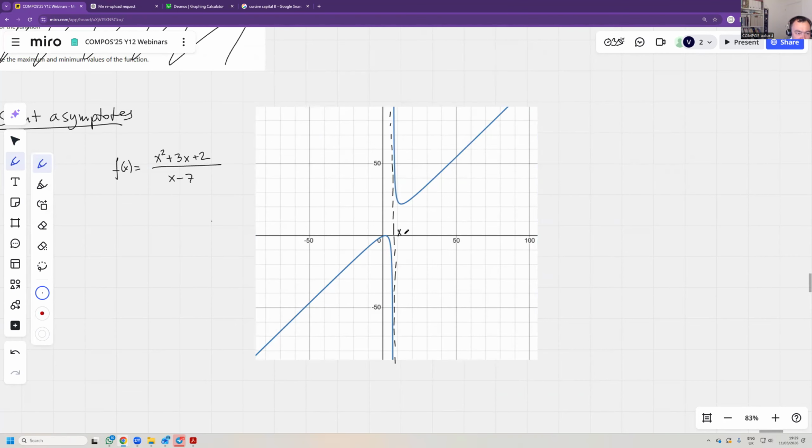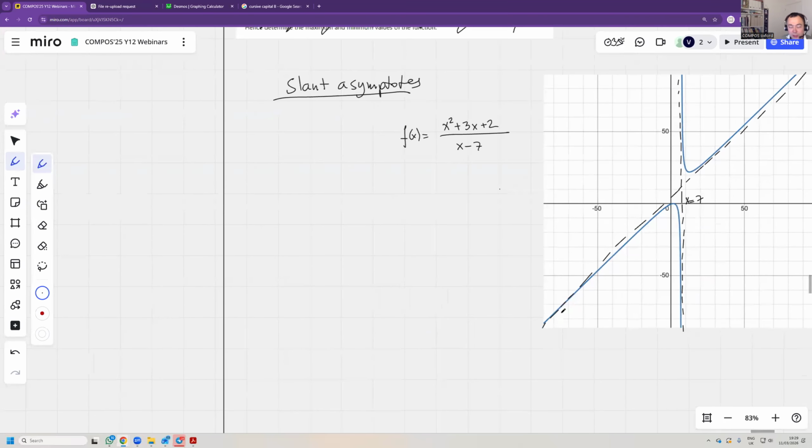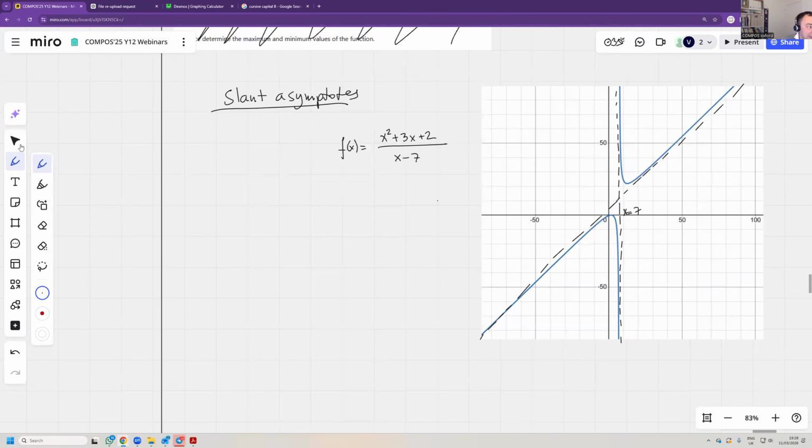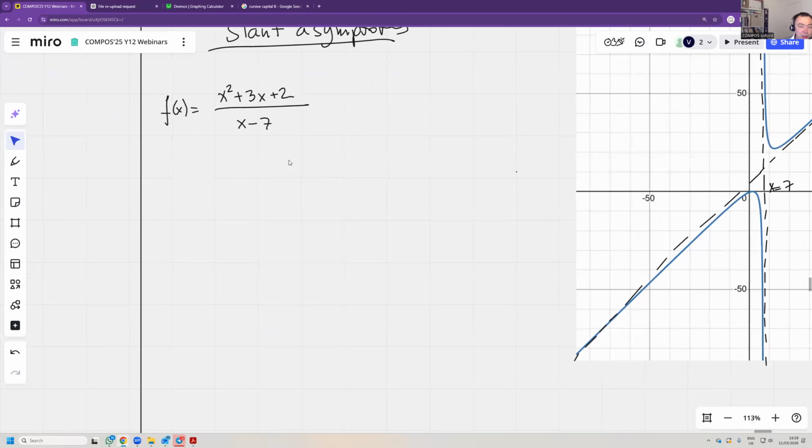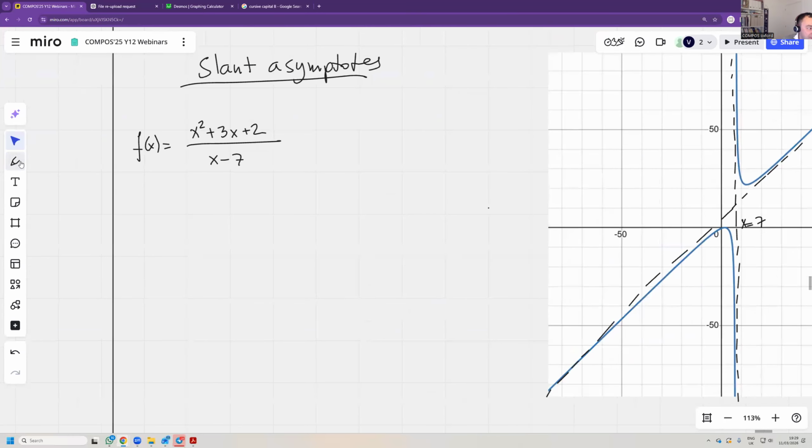So this is actually x equals 7. That's an easy one. But what is the equation of this asymptote? Well, the easiest way to find a slant asymptote is the following. You need to break it down into two fractions. So basically, you need to use long division. To find a slant asymptote, use long division.